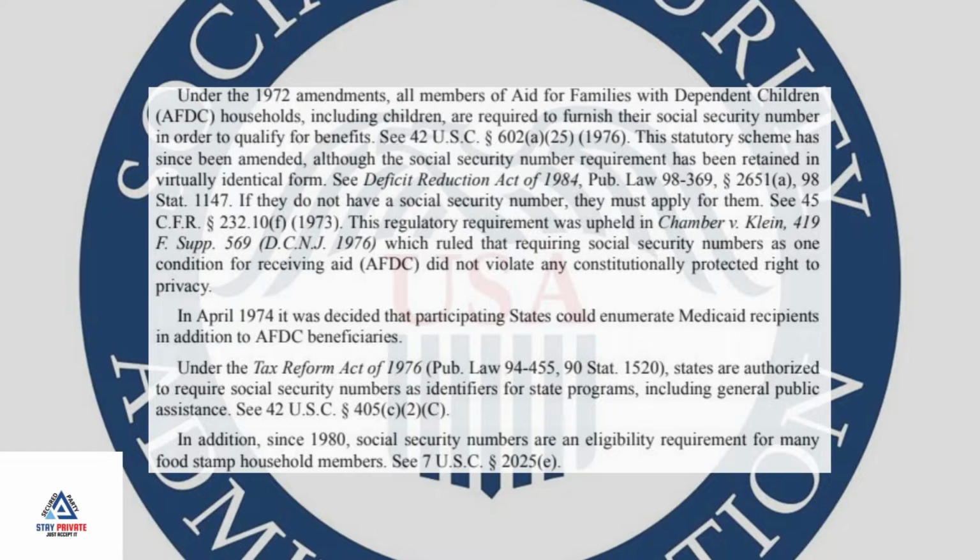Under the Tax Reform Act of 1976, states are authorized to require Social Security numbers as identifiers for state programs, including general public assistance. In addition, since 1970, Social Security numbers are an eligibility requirement for many food stamp household members.